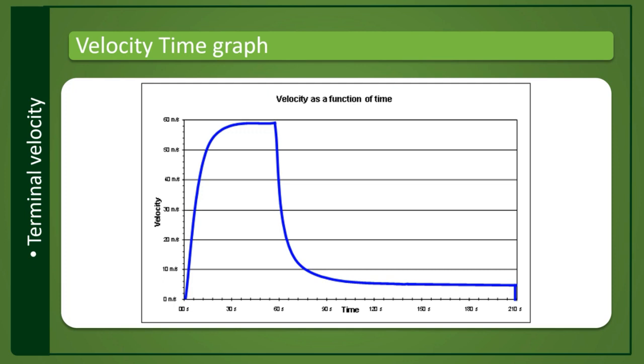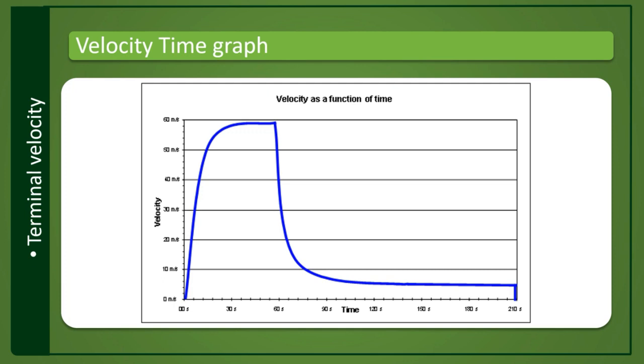This final slide shows us the velocity time graph of the skydiver. We have time going across the x-axis and velocity on the y-axis. Remember, velocity is speed in a given direction. Now, starting from 0 seconds, you can see that the velocity increases at a rapid rate, so it's got quite a large acceleration. This is shown by the steep gradient of the graph.